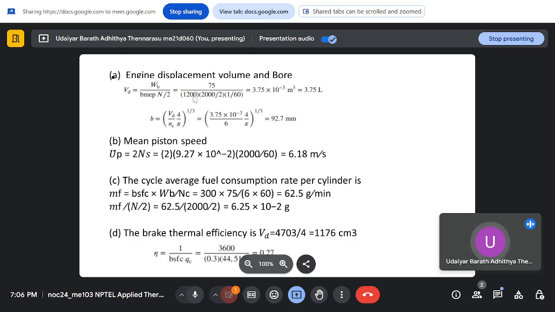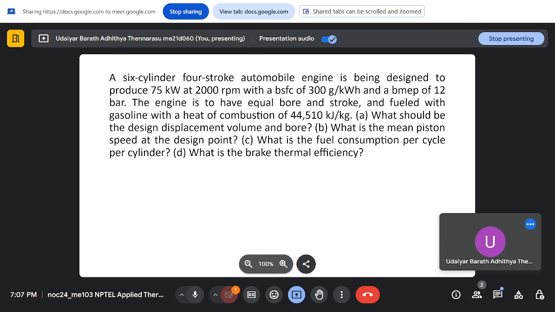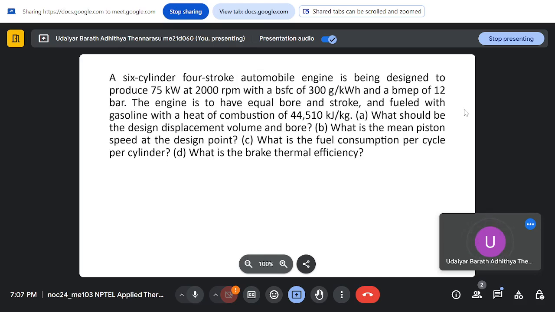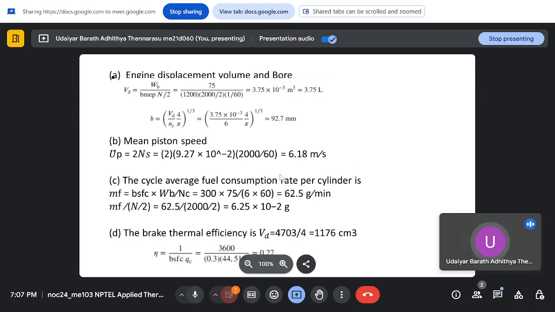So next is the cycle average fuel consumption rate per cylinder. Your mass of fuel is brake specific fuel consumption into brake power divided by number of cylinders. So the mass of fuel is 300, the brake specific fuel consumption, into the brake power 75, divided by number of cylinders, which is 6, and to convert into minutes we are dividing it by 60. So it gives you 62.5 grams per minute, because brake specific fuel consumption is given as 300 grams per kilowatt hour. So that we are multiplying by 60 to convert it into minutes. So it comes out to be 62.5 grams per minute.